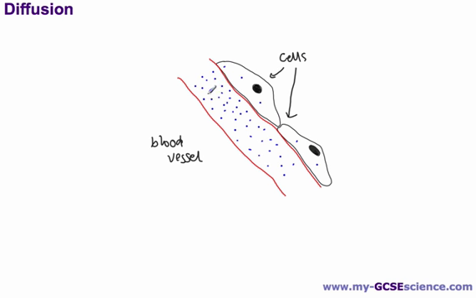So we're going to see the particles moving down the concentration gradient, which is into the cells. Okay, and you can imagine this is very important because cells need oxygen, and so diffusion allows this process of oxygen moving from the blood vessel into the cells to happen.